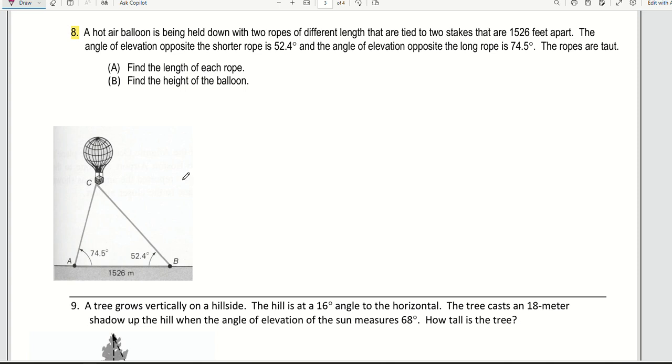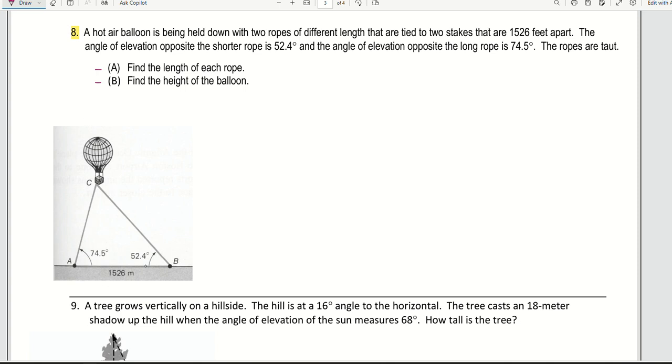For number 8, a hot air balloon is being held down with 2 ropes of different lengths that are tied to 2 stakes that are this far apart. The angle of elevation opposite the shorter rope is 52.4 degrees, and the angle of elevation opposite the long rope is 74.5 degrees. The ropes are taut, meaning there's no slack. Find the length of each rope, and then find the height of the balloon.